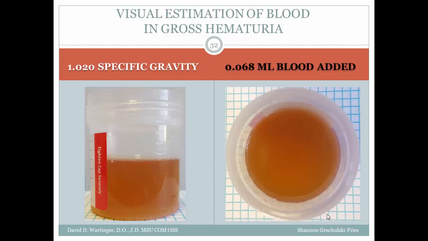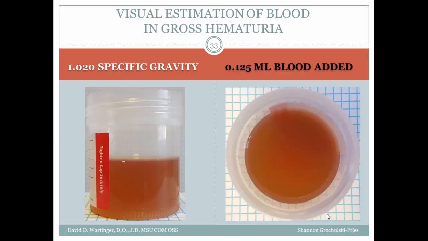Specific gravity 1.020 with 0.068 milliliters blood added. Only a slight darkening of the orange color occurred. Specific gravity 1.020 with 0.125 milliliter blood added. Slight further darkening of the orange color occurred.